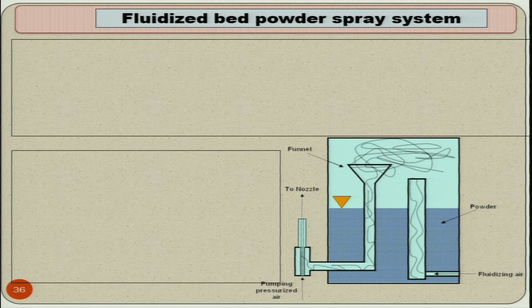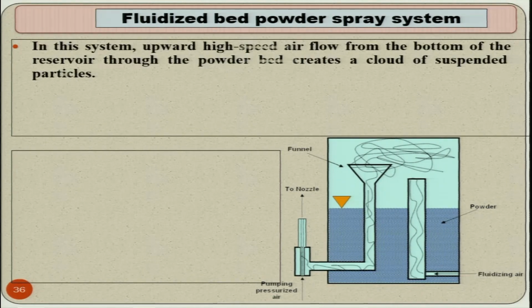Fluidized bed powder spray system, this is another system. In this, as you can see over here, this is the nozzle, this is the pumping pressurized air over here, and you can see this is the reservoir having the powder over there. Fluidizing air is passed through this, and you can see that whole system.